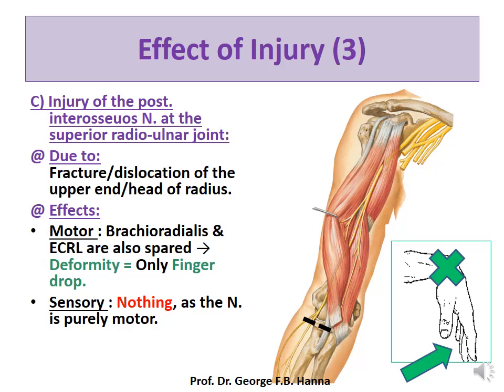Brachioradialis and the extensor carpi radialis are spared, so you have a little degree of wrist extension. So the deformity will not be wrist drop and finger drop, it is only finger drop. As you can see, we are putting the X or wrong mark on the wrist drop, but still there is finger drop.